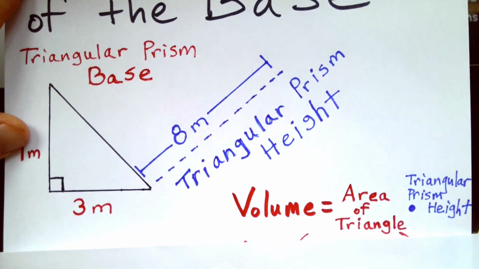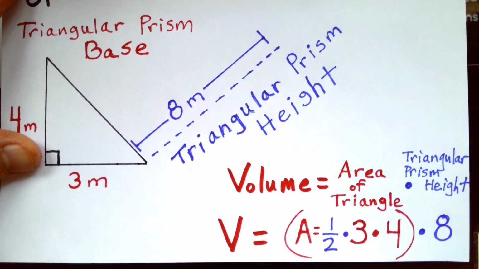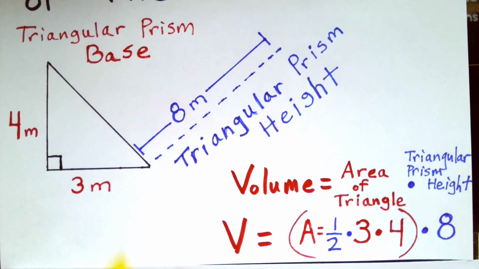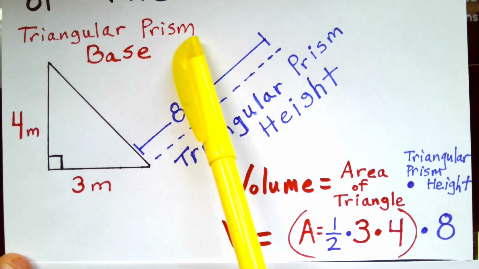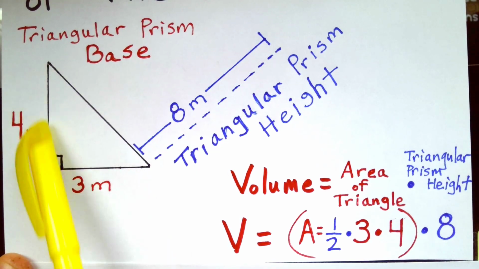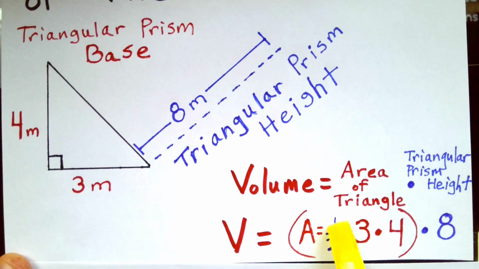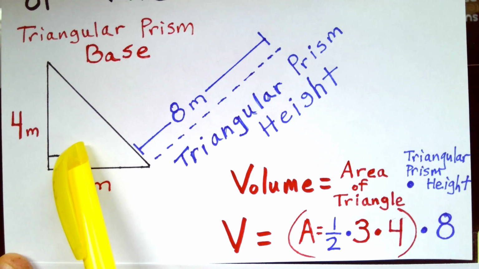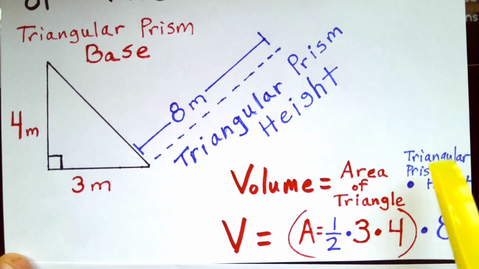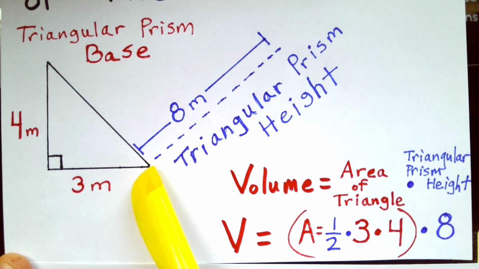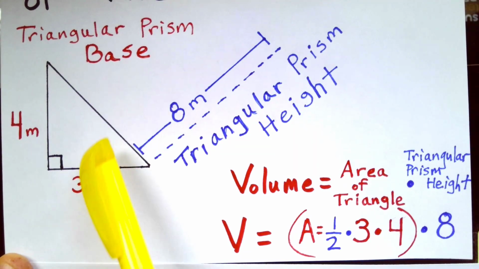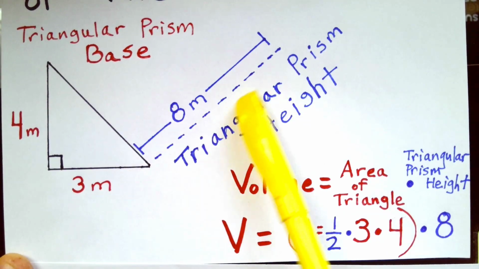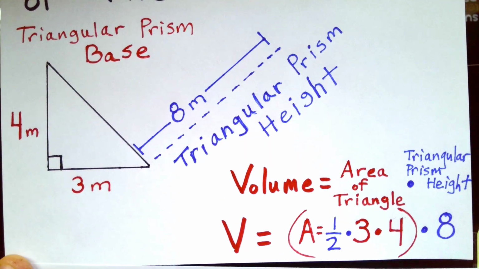I'm going to show you that here to the right. I don't want to confuse you. I want to make this nice and simple and easy. So in order to find the volume of the triangular prism, we take the area of the base, which again is 1/2 times 3 times 4. That's the area of this triangle. Then we multiply that times the triangular prism's height, and you see here that height is 8. So 1/2 times 4 times 3 times the height of the prism, which is 8.